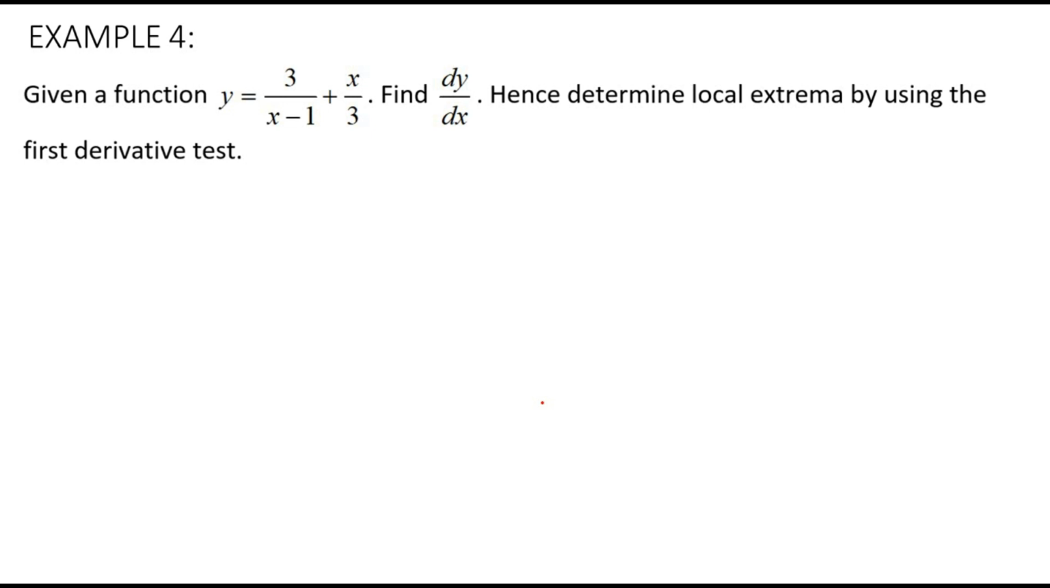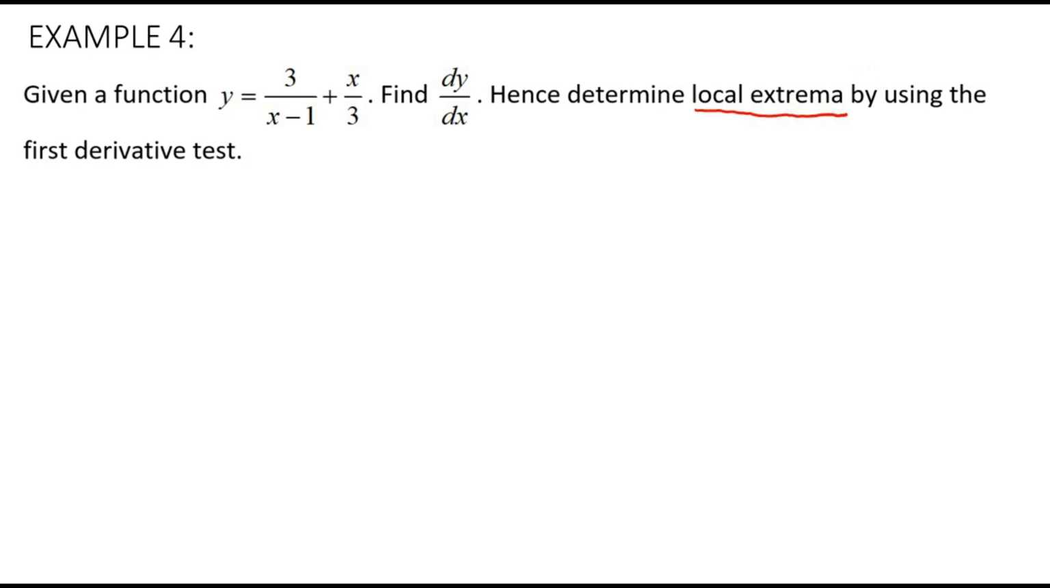Proceed with example 4. Given a function y equals 3 over x minus 1 plus x over 3, we have to find dy/dx, and hence determine the local extrema by using the first derivative test. So, first part, we have to find dy/dx. This is basically a basic equation. You can directly use a basic rule to settle this down.